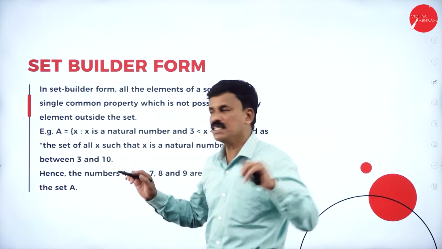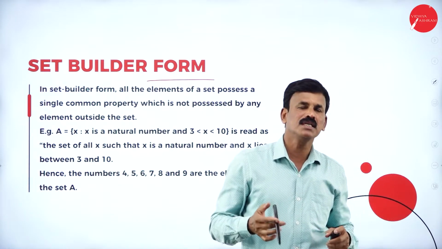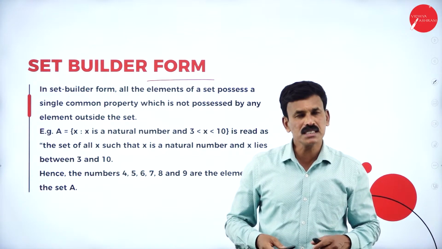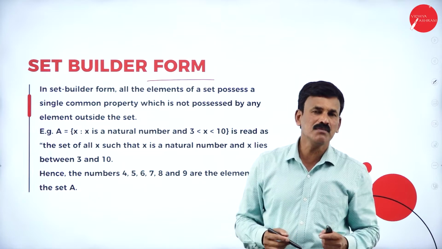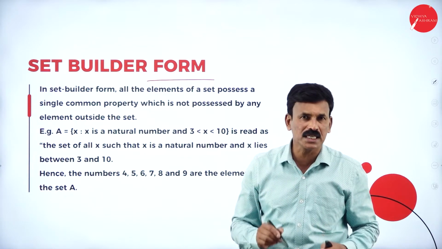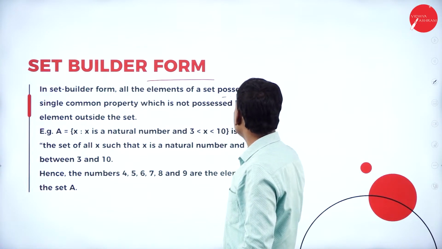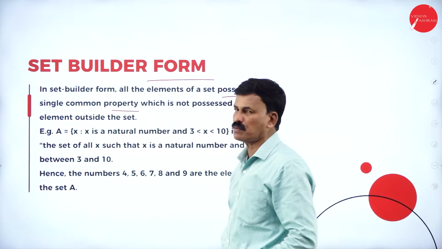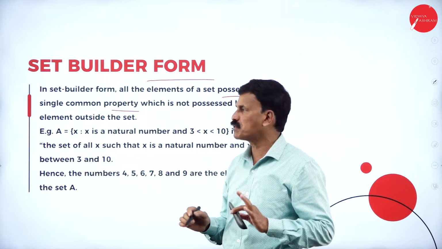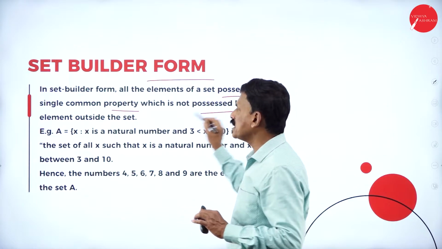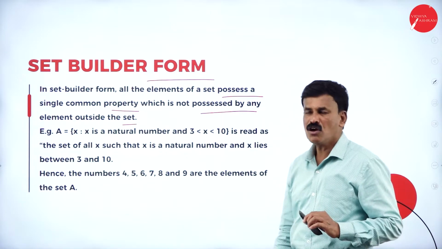Now let us come to the second one, the set builder form. Here in set builder form, the elements of the set are listed according to some property or some given statement. That is, in set builder form, all the elements of a set will possess a single common property which is not possessed by any element outside that set.